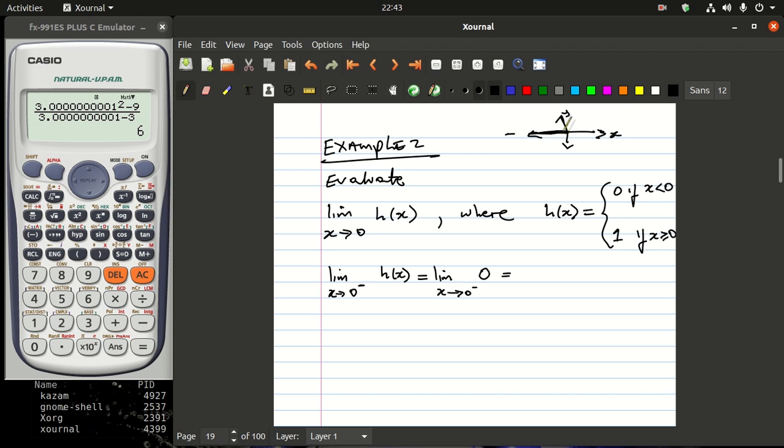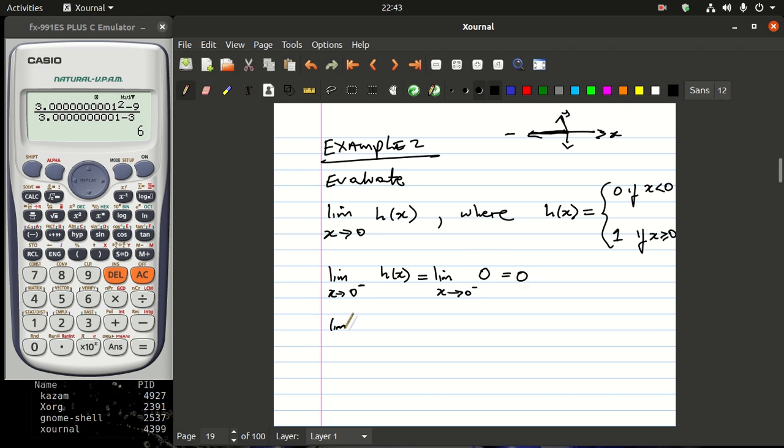So at any moment, if I pick a value just on the left, its output is going to be 0. So this one here is going to be a 0. So the limit of this function here, of a 0 function, is going to be 0 on the left.